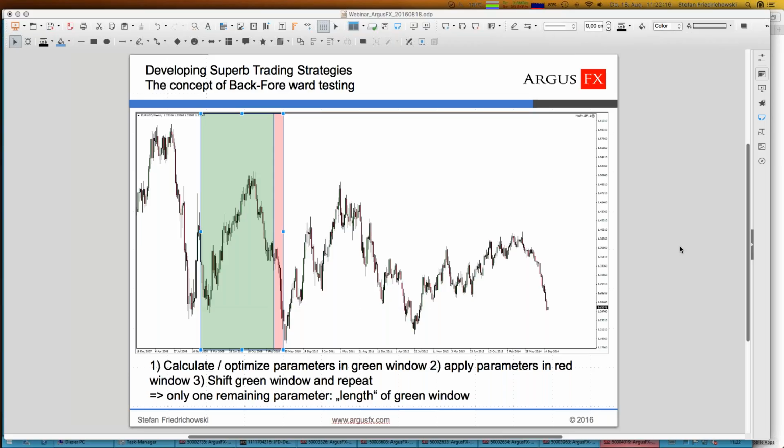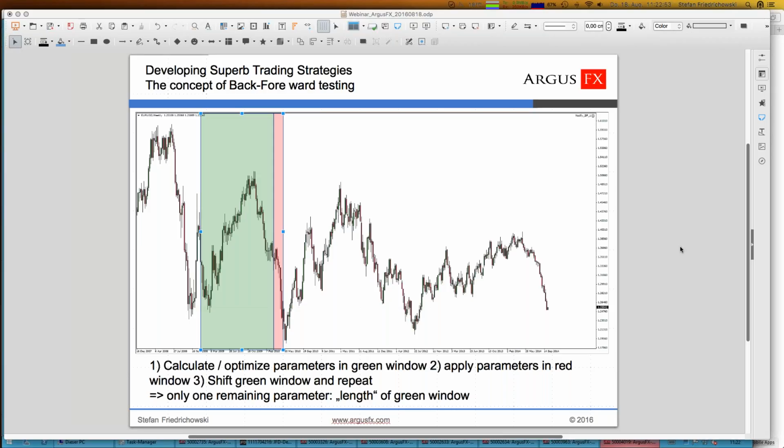Still, I would think this might tend to overfitting, over-optimization. But I will learn if that is true or not if I do that kind of back-forward testing. Because even if we have 10 parameters to be optimized within the green box, still, if all the trades added up within the red box are good, then I don't even care about 8 parameters or 10 parameters of a trading strategy.